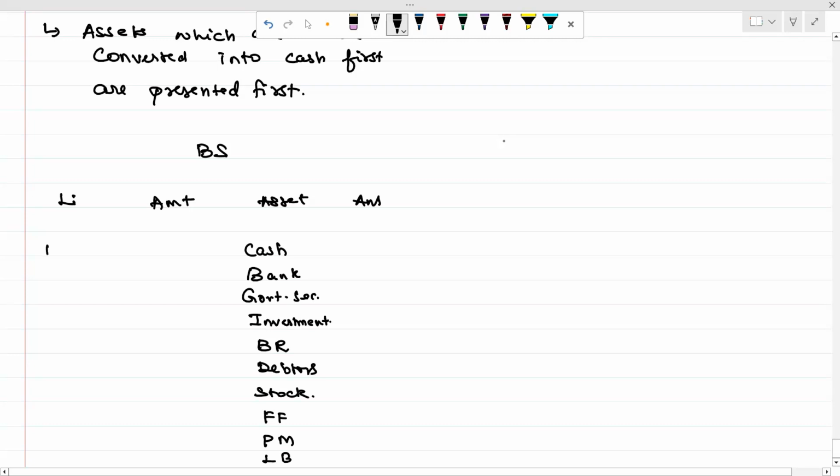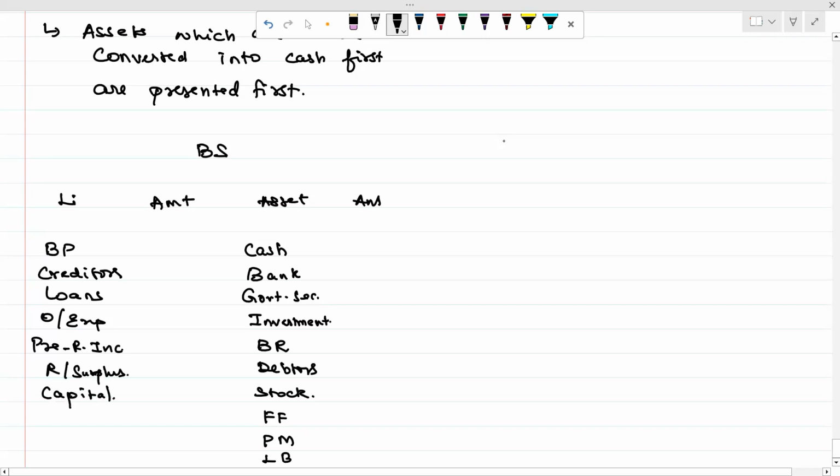In case of liabilities, bills payable comes first, then creditors I am going to pay, then loans, then outstanding expenses, then pre-received income, then reserves and surplus, that is nothing but profits. Then finally capital. This is how the presentation will look.